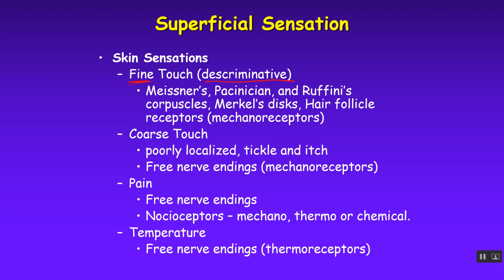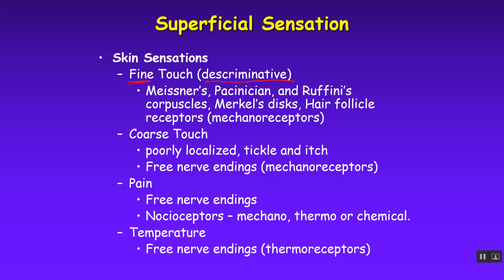Then there's coarse touch, which is poorly localized. This is where you touch somebody and say, did you feel me touch you? And they say yes, and you say, point to where I touched you. Well, I know it was down here in my arm somewhere, but they can't say it was right there. Like, yeah, you touched my left arm, maybe somewhere in my forearm region, but I can't exactly tell you where you touched me. That's just coarse touch.